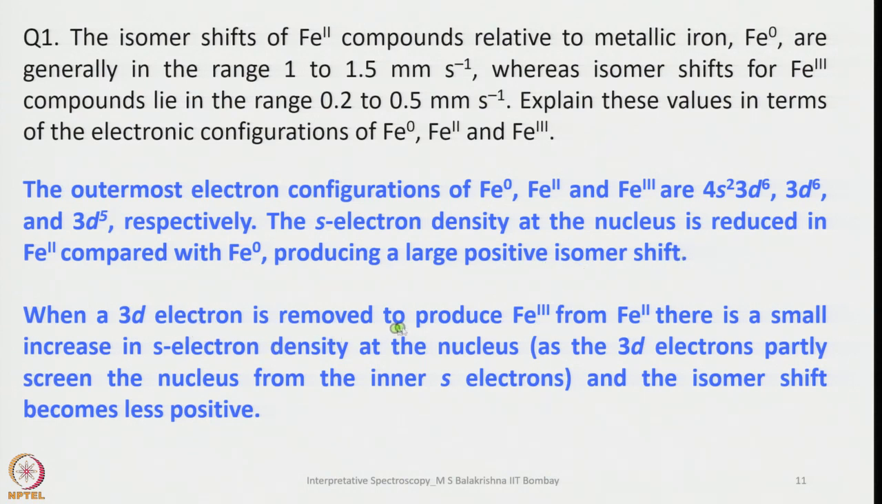When a 3d electron is removed, going from 3d6 to 3d5, from Fe2 to Fe3, there is a small increase in s electron density at the nucleus. As the 3d electrons partly screen the nucleus from the inner s orbital, the isomer shift becomes less positive. That's the reason the change from 2 to 3 is less significant, because no s electrons are involved; it's only taking out one d electron, whereas in case of iron 0 to iron 2 or iron 3, we are talking about s electron density. That just shows how the s electron density influences the isomeric shift.